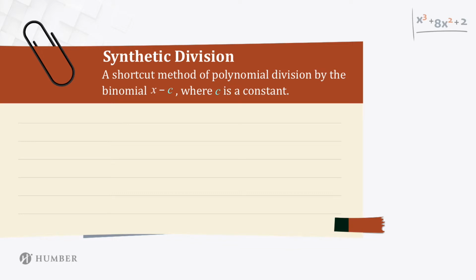To explain the process of synthetic division, we'll perform synthetic division on a third-degree polynomial here. However, we are not limited to only third-degree polynomials. Our first step is to list the coefficient of the polynomial and write the c value here.